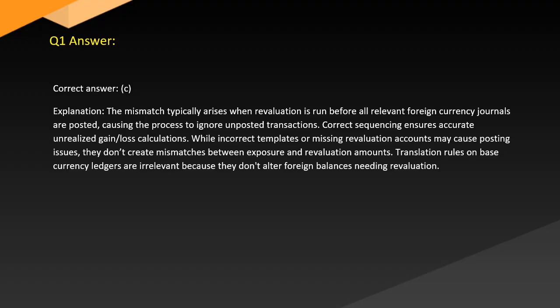Answer. Correct answer: C. Explanation. The mismatch typically arises when revaluation is run before all relevant foreign currency journals are posted, causing the process to ignore unposted transactions. Correct sequencing ensures accurate unrealized gain-loss calculations. While incorrect templates or missing revaluation accounts may cause posting issues, they don't create mismatches between exposure and revaluation amounts. Translation rules on base currency ledgers are irrelevant because they don't alter foreign balances needing revaluation.